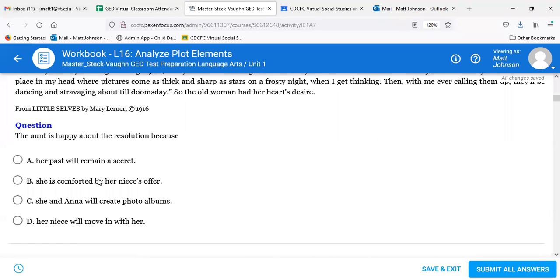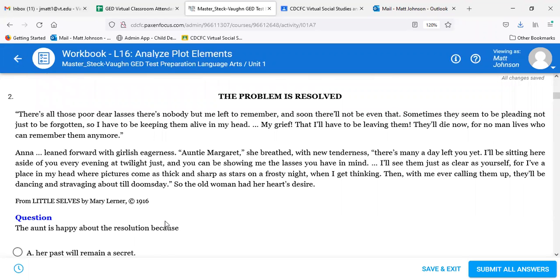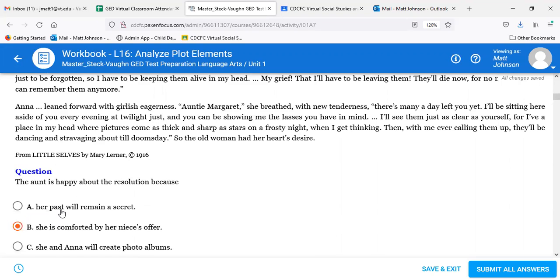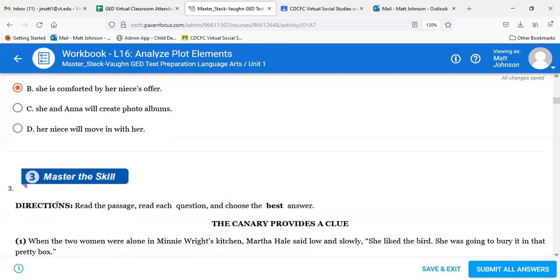B? Yeah, she's comforted by that idea right there at the end, right? So B as in boy, that's your resolution for this point. She's upset that she's not going to be able to pass on these memories, that all these people that came before her have been forgotten. Her daughter, or I'm sorry, her niece, I suppose, because it's Auntie Margaret, is telling her that, I will sit with you. You can tell me their stories and they'll live on with me. And that's the resolution at the end. So the old woman had her heart's desire. So B as in boy, right? She is comforted by that news.